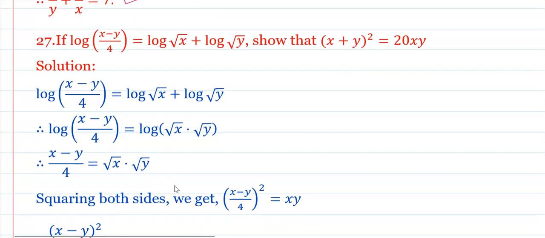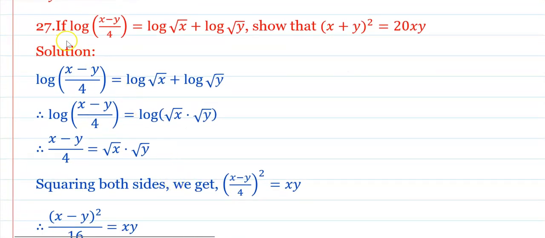Now the next question, question number 27. If log of (x minus y) upon 4 is equal to log of root x plus log of root y, then show that (x plus y) square is equal to 20xy. Now log of (x minus y) upon 4 is equal to log of root x plus log of root y, which means log of root x into root y. Now on both sides log is common, and therefore these two quantities must be equal: (x minus y) upon 4 is equal to root x into root y. Okay. Now squaring on both sides.